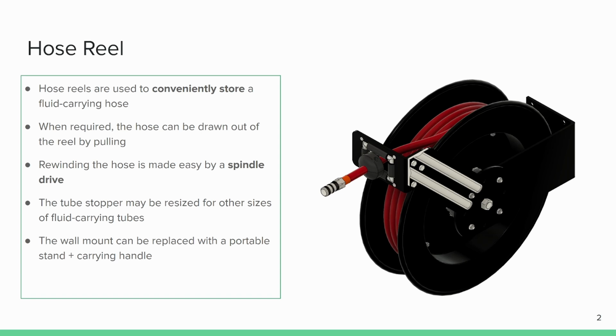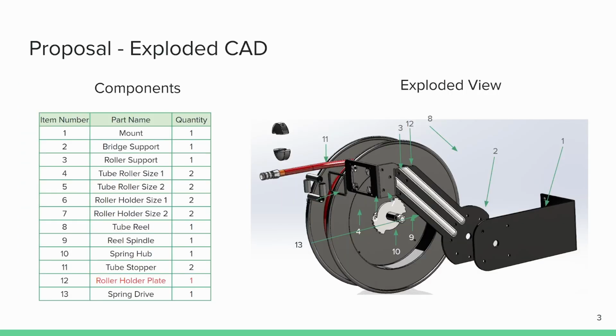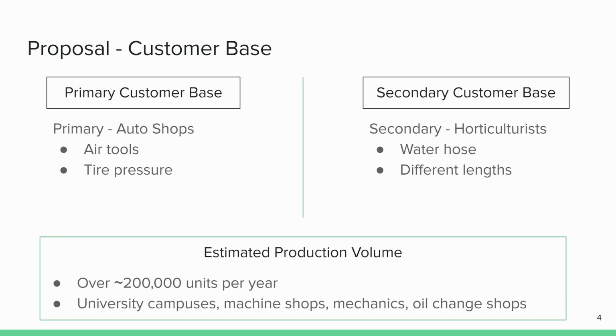This is the exploded view of the hose reel. The reel can be separated into three main parts: the frame, the spring drive system, and the reel. We are treating the spring drive as a black box as we will not be modifying it.